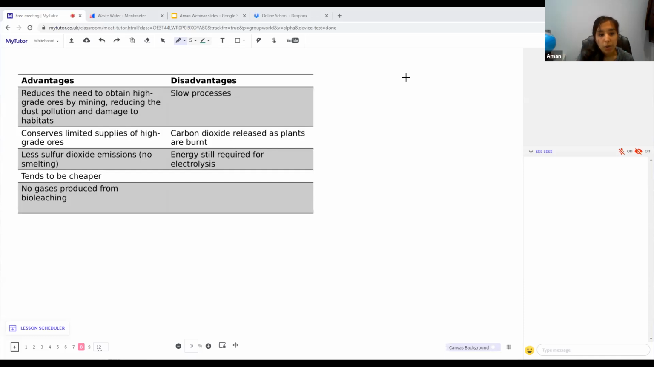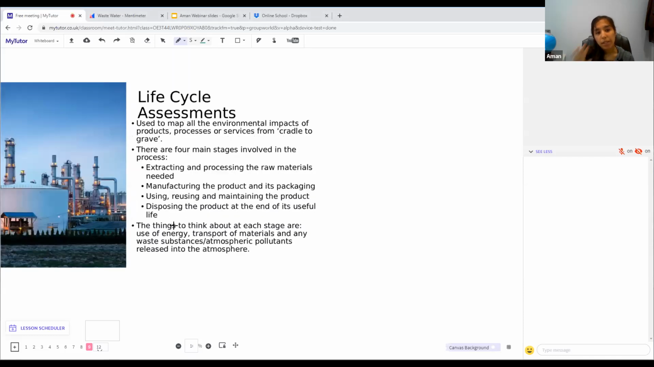Okay, let's go on to life cycle assessments then. Now, this is a very, very small portion of all 3 of the exam board syllabus requirements. So it's important you understand it, but there's not much you need to know about it. And what I would say is try and keep it quite simple because it can get a bit confusing.